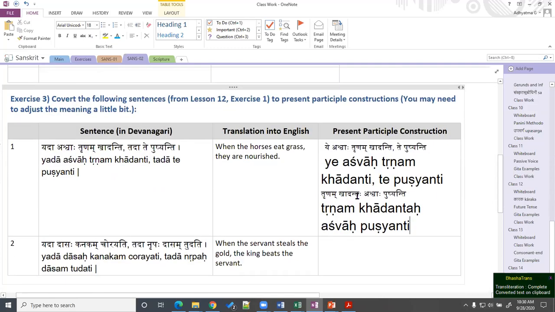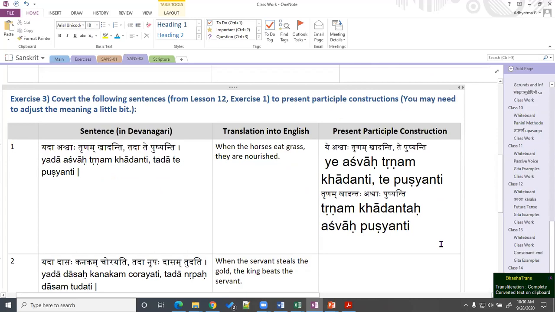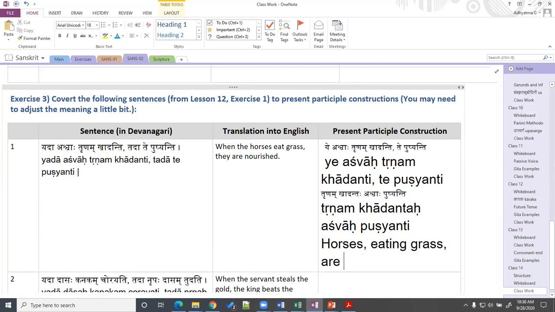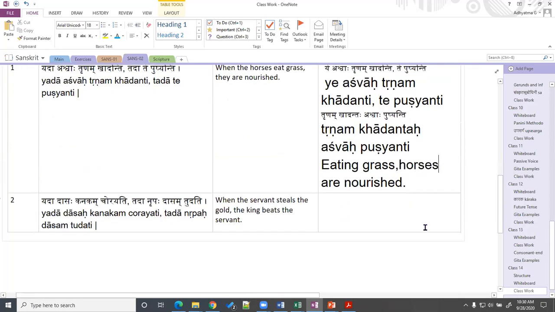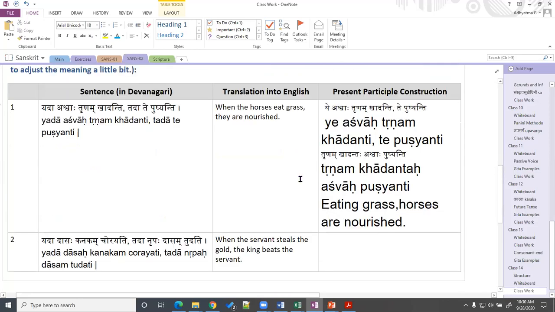If I have to translate it into English, you will basically be saying horses eating grass are nourished. Or, eating grass, horses are nourished. We can even put it that way in English, which might look a little better. So just see whatever makes sense in English. Eating grass, horses are nourished. So you have to change the structure of the sentence a little bit in this exercise.